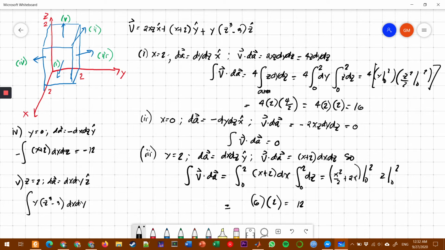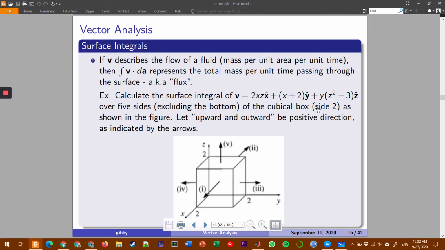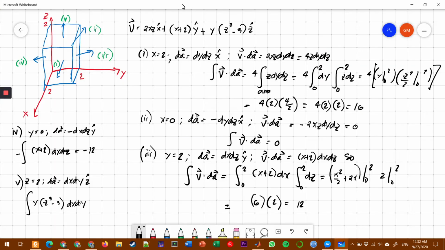But since z is just equal to 2, substitute it there, so 2 cubed, that's 8. So 8 minus 3. Oh, is this cube? Let me take a look at the problem example. I think I made a mistake here. This is square. Okay, let's go back. So this is not cube, that is actually square.